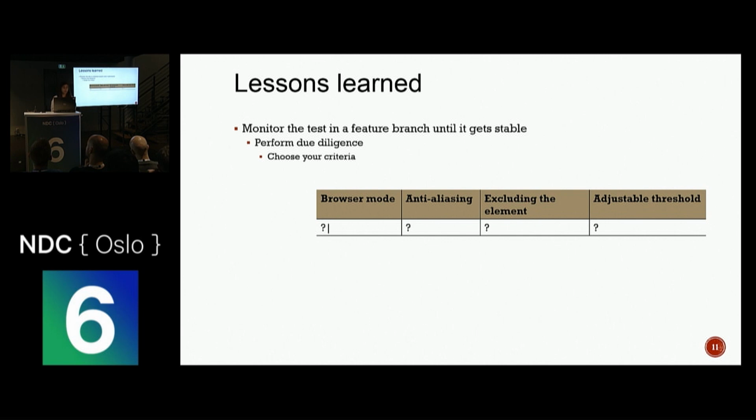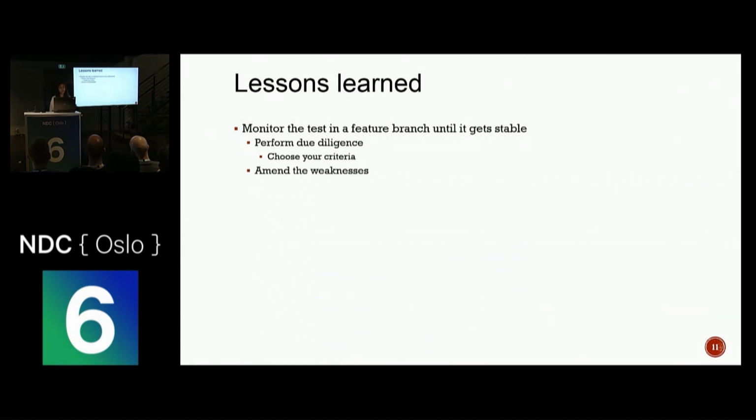What is the browser mode you have to use? Is it headless? Do you need to address anti-aliasing? Do you need to exclude elements, or do you have a few elements of interest or not? Should the plugin have an adjustable threshold for your own context? And of course, you're trading off some weaknesses that you have to amend, so invest in experimenting with thresholds, defining meaningful precision, and invest in expressive reporting, so it makes debugging much more efficient.